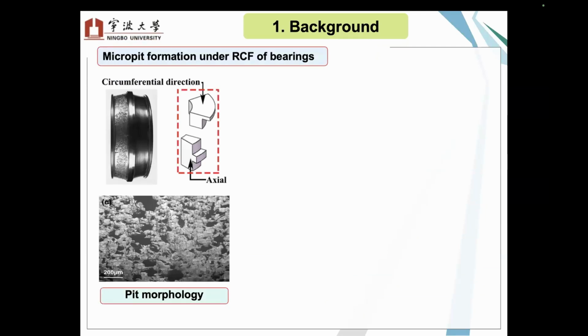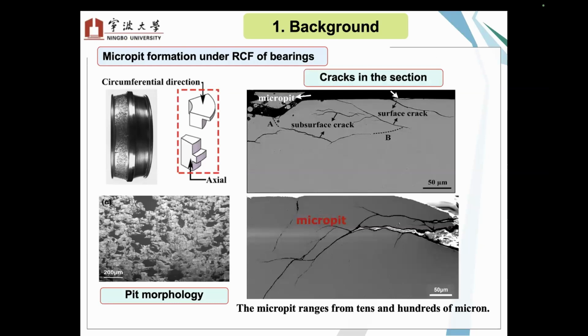We look at the surface of bearings. Here's the pit, its optical morphology. Then we section the bearings. We see a lot of cracks. Those cracks are actually two formations, either from surface or subsurface. But here I'm only talking about surface initiated cracks. And there are many cracks.